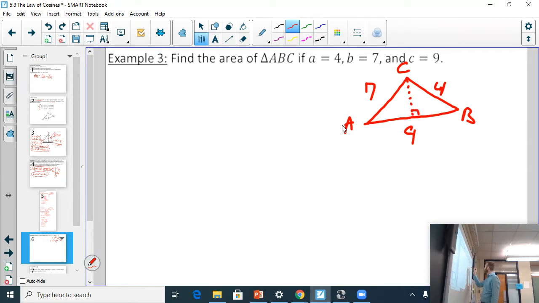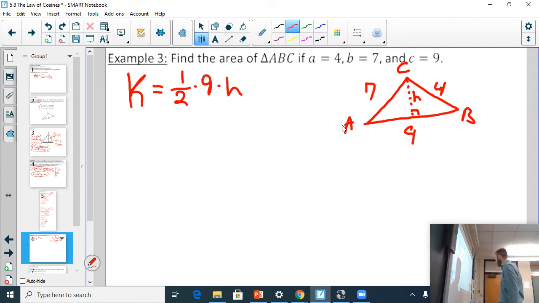Because we need to find our height, right? So our area is going to be, I shouldn't write A, we're going to write K for the area because we already have an A. I know it's kind of weird to use K for area, but we already have that big A. And that is going to be 1/2 times the base. If we're using 9 as our base, times 9. And then we're missing that height. So we need to find that height.